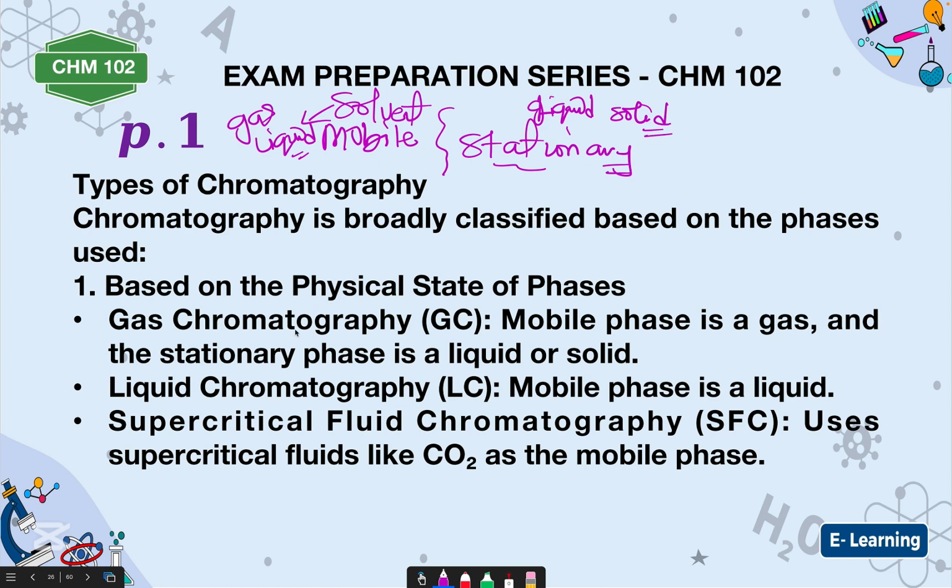Now, we want to classify chromatography based on the physical state of the phases. We have what we call gas chromatography. As the name implies, in gas chromatography the mobile phase is a gas and the stationary phase is a liquid or solid. Are you getting it now? Liquid chromatography: the mobile phase is a liquid, while the stationary phase is either a liquid or solid. Supercritical fluid chromatography uses a supercritical fluid like CO2 as the mobile phase. So based on the physical state of the phases, we have gas, liquid, and supercritical fluid chromatography.